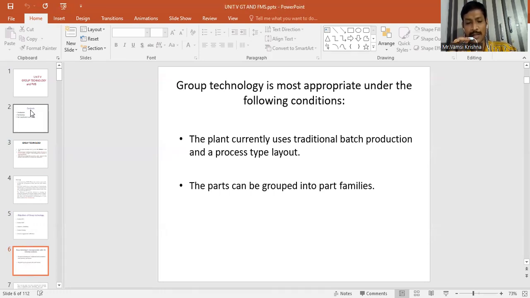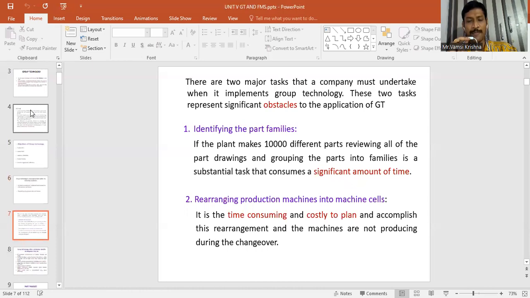If you take on a global scale, 70% of industries are related to batch production. That is, we can use these flexible manufacturing systems for them as well. Okay, so the two major tasks that a company must undertake when it implements group technology are the obstacles to application of group technology. First is identifying the part families. It takes significant time. Second is rearranging the production machines into machine cells. This is the second aspect.